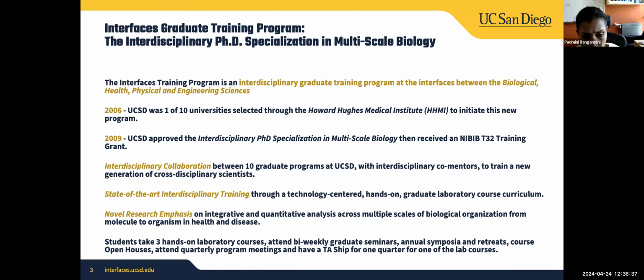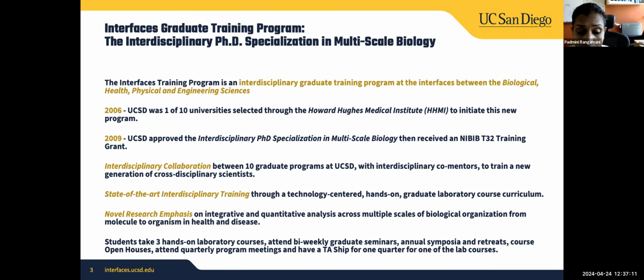The idea is to give you, in the classroom and through your research, state-of-the-art interdisciplinary training. You get a hands-on course curriculum, a laboratory course curriculum, and then the other part, which is a big emphasis, is thinking about quantitative analysis across multiple scales of biological organization. You may be thinking about cells and cell mechanics like I do in my group, or you may be thinking about how to deal with omics data or organelles, or maybe at the tissue scale.